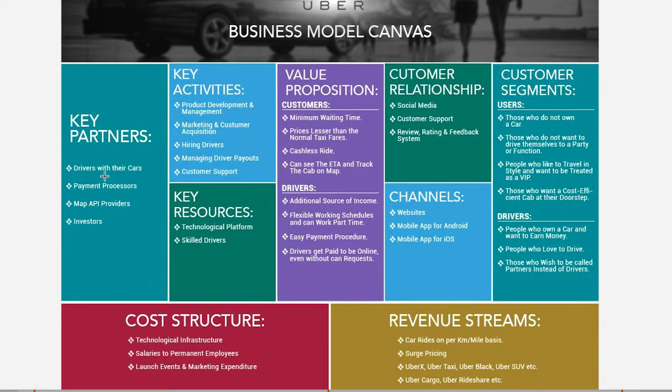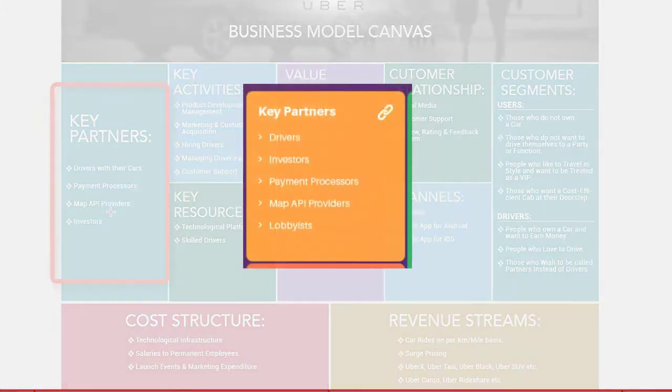So you can see the key partners: the drivers with their cars, because a driver without a car is not a partner, and just the car cannot be a partner either. Then the payment processor, because they needed a really streamlined and easy payment processor. They did not build it, they partnered with one. Then the map API provider, because they need apps with maps to navigate people.